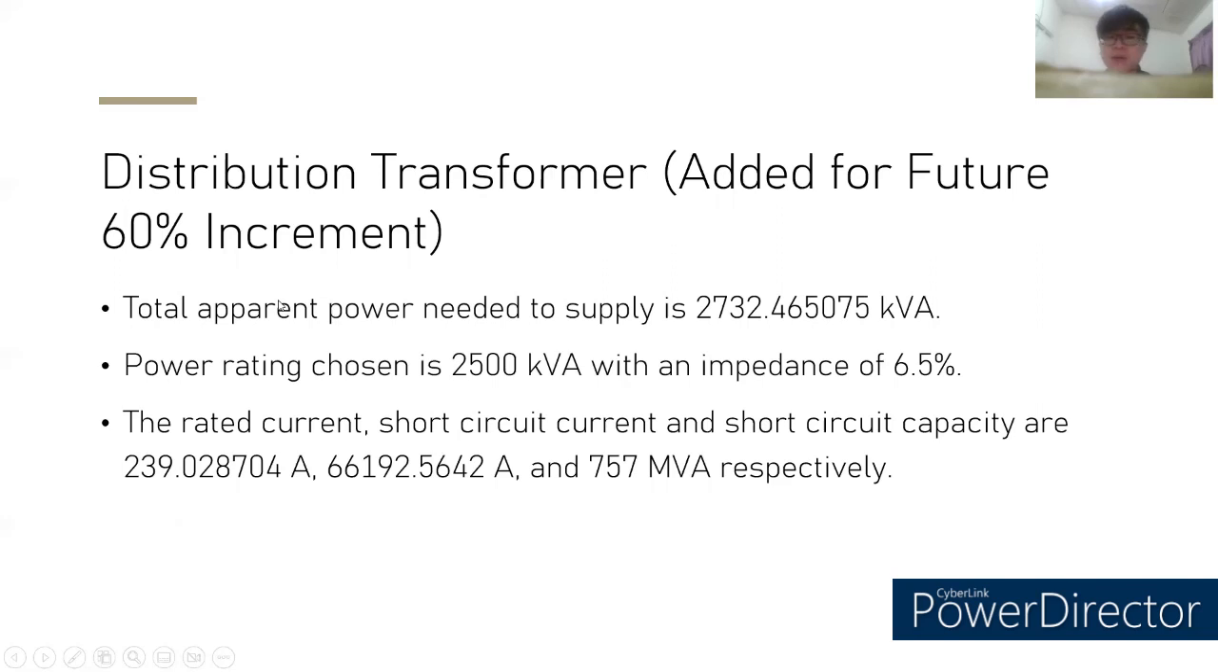The total apparent power that will be supplied by it is 2,732.47 kilovolt ampere. The power rating chosen for it is 2,500 kilovolt ampere with an impedance of 6.5%. The rated current, short circuit current, and short circuit capacity are 239.03 amp, 66,192.56 amp, and 757 megavolt ampere respectively.